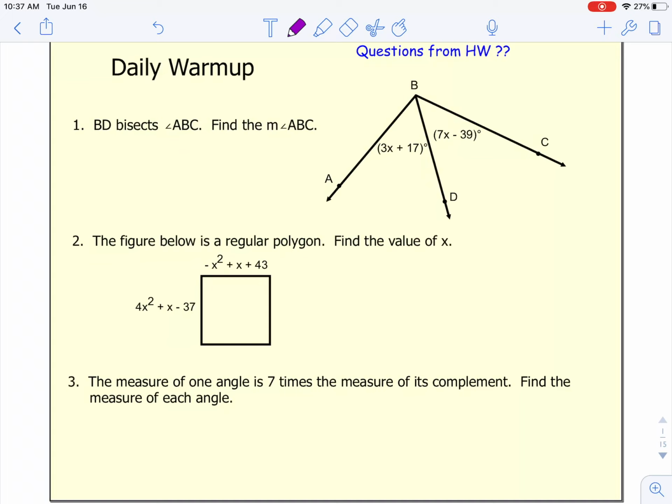Section 1.7. We are going to work in this section on perimeter and area. Before we do that, I'd like you to try these 3 questions. Again, these are reviewing some things that we have already worked on in chapter 1. This is our last lesson in chapter 1, but let's try these. See if you can get the correct answers and the correct setup work, and then we'll go over the answers.